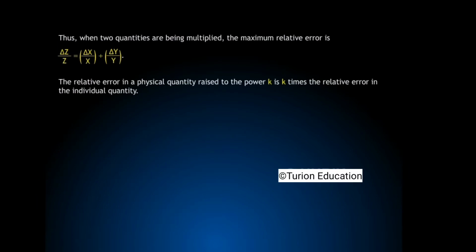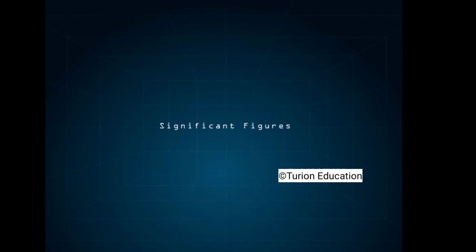The relative error in a physical quantity raised to the power k is k times the relative error in the individual quantity. Thus, if Z equals u raised to p, v raised to q, by w raised to r, delta Z by Z equals p into delta u by u plus q into delta v by v plus r into delta w by w. Significant figures.